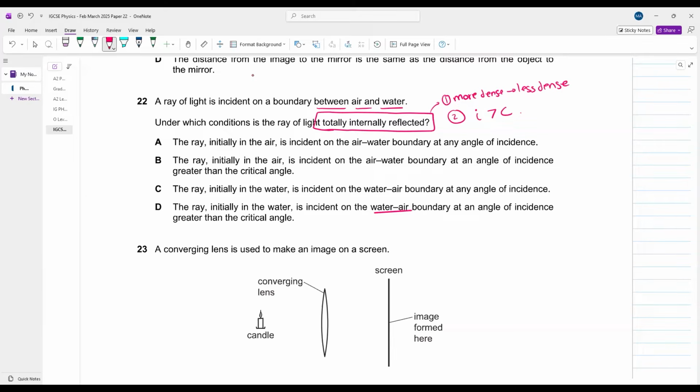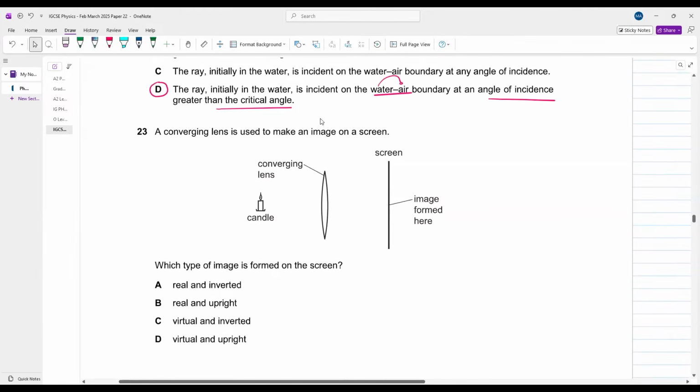The ray initially in water is incident on the water-air boundary. Yeah, that's correct. You are going from a more dense to a less dense material and hit at an angle of incidence greater than the critical angle. C is your answer. ऑप्शन ए और बी बिल्कुल नहीं हो सकते बिकॉज इन ऑप्शन ए एंड बी यू आर गोइंग फ्रॉम अ लेस डेंस मटेरियल टू अ मोर डेंस मटेरियल. In these types of scenarios total internal reflection does not happen.